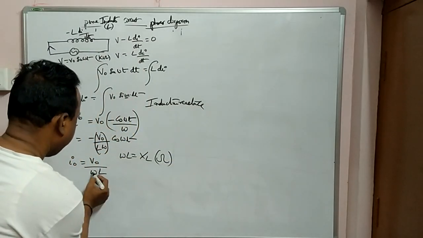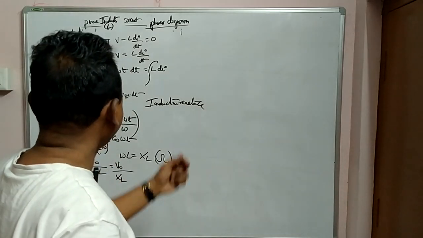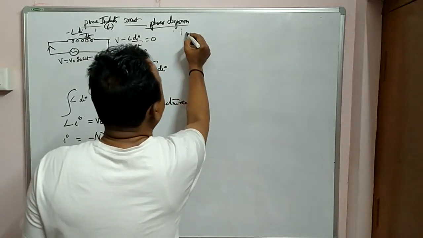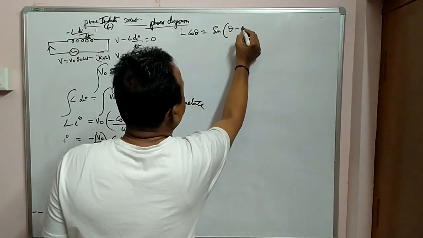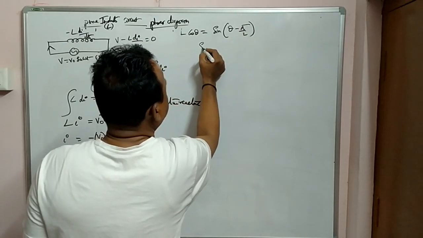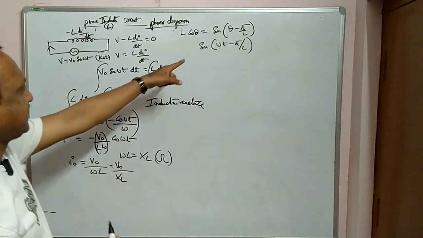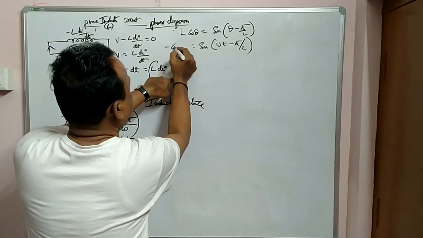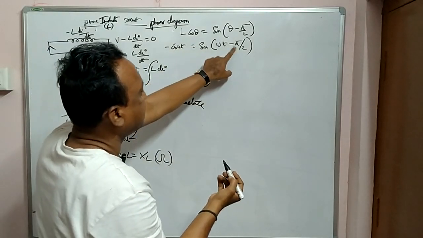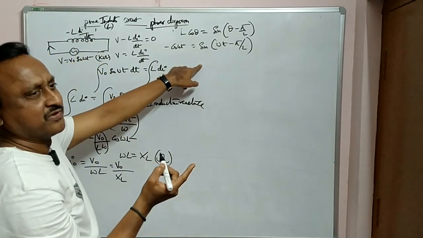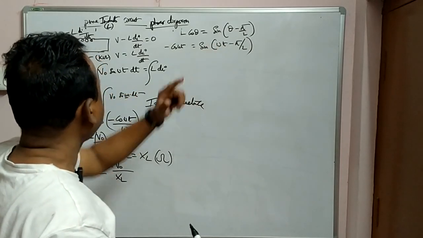So here we can write this as V0 by XL, the maximum value. But if you observe carefully, a negative value is coming. So how can minus cos theta be written in trigonometry? Sin of theta minus pi by 2, or you can also write sin of omega t minus pi by 2. Multiply and divide with minus 1: minus cos omega t is equal to sin of omega t minus pi by 2.